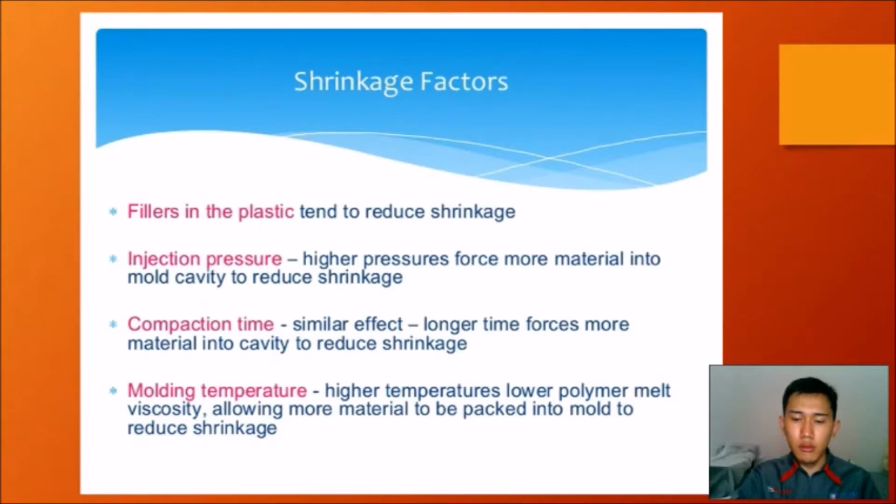For nylon 66, the shrinkage value is 0.020 millimeter per millimeter, polyethylene 0.025, polystyrene 0.004, and PVC 0.005.